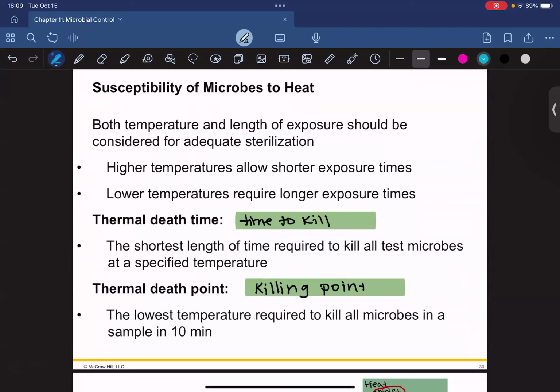So if we're looking at trying to kill things with heat, there are two approaches you can take. You're going to figure out the thermal death time and or the thermal death point. So time and point. Thermal death time, essentially the time it takes to kill. So you're going to have a set temperature. How long is it going to take to kill all the microbes? For the second one, the thermal death point, you get 10 minutes to kill all these microbes. Tell me what temperature you have to do it at. That's what that is asking. What temperature?